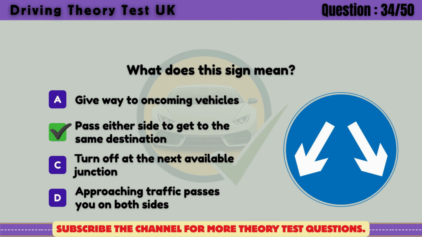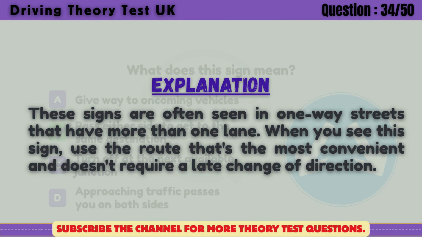Answer is B. Pass either side to get to the same destination. These signs are often seen in one-way streets that have more than one lane. When you see this sign, use the route that's the most convenient and doesn't require a late change of direction.